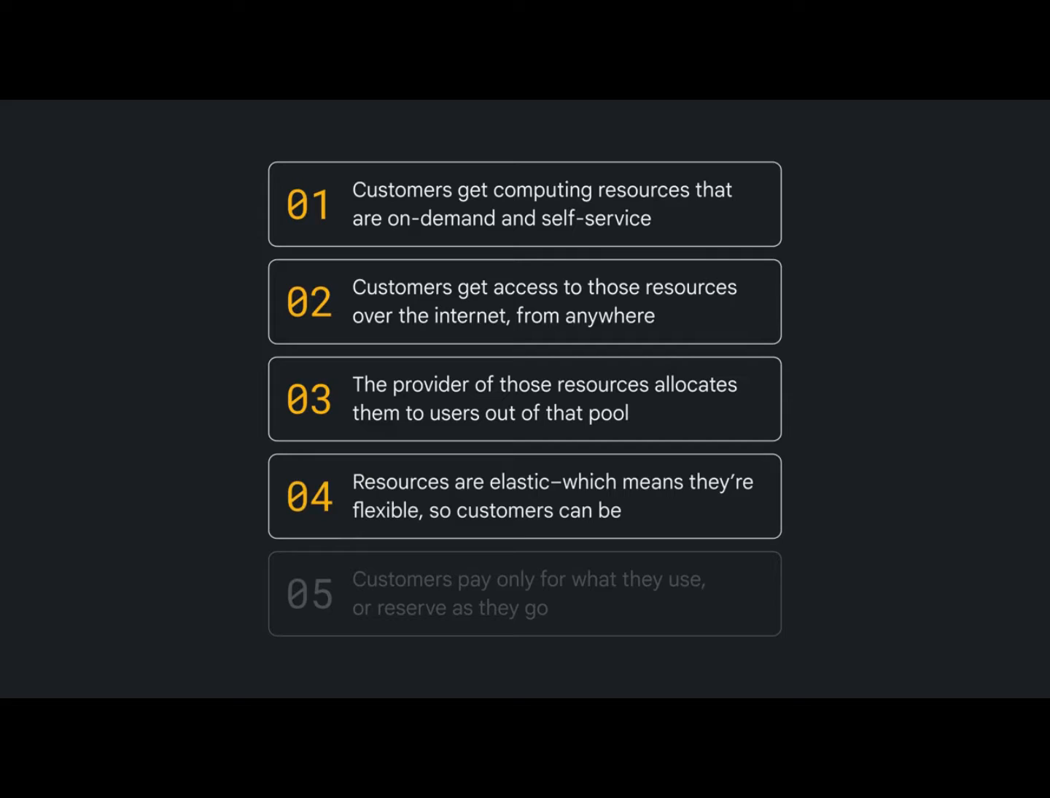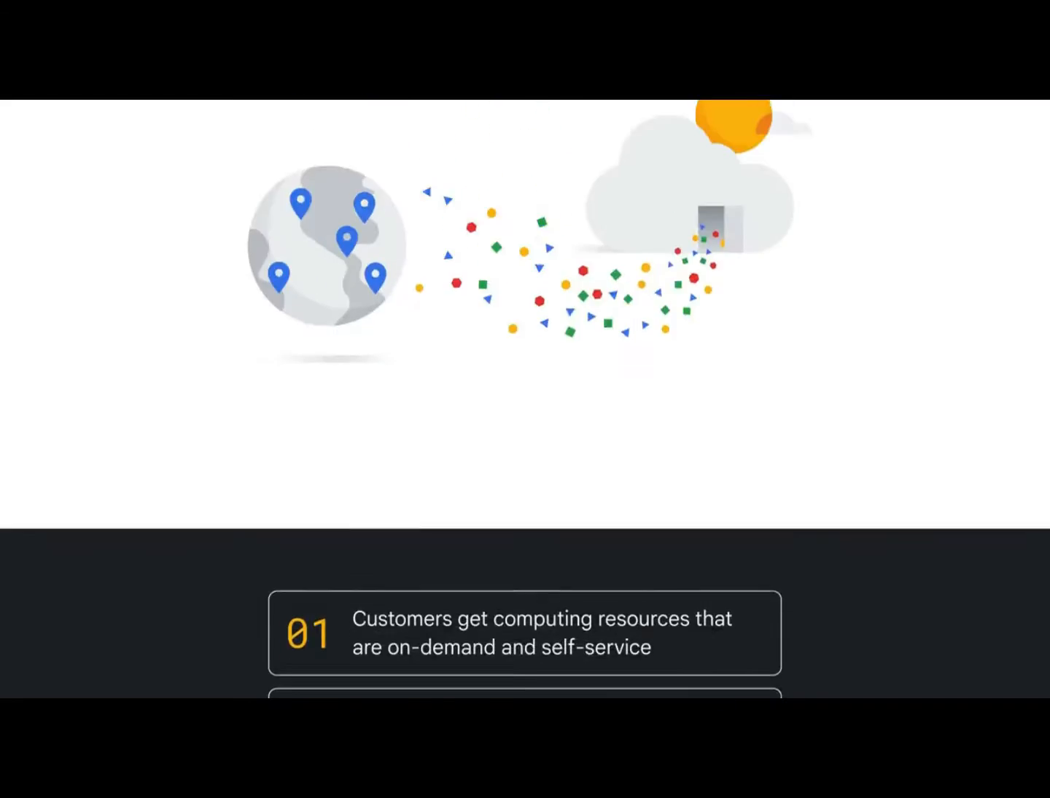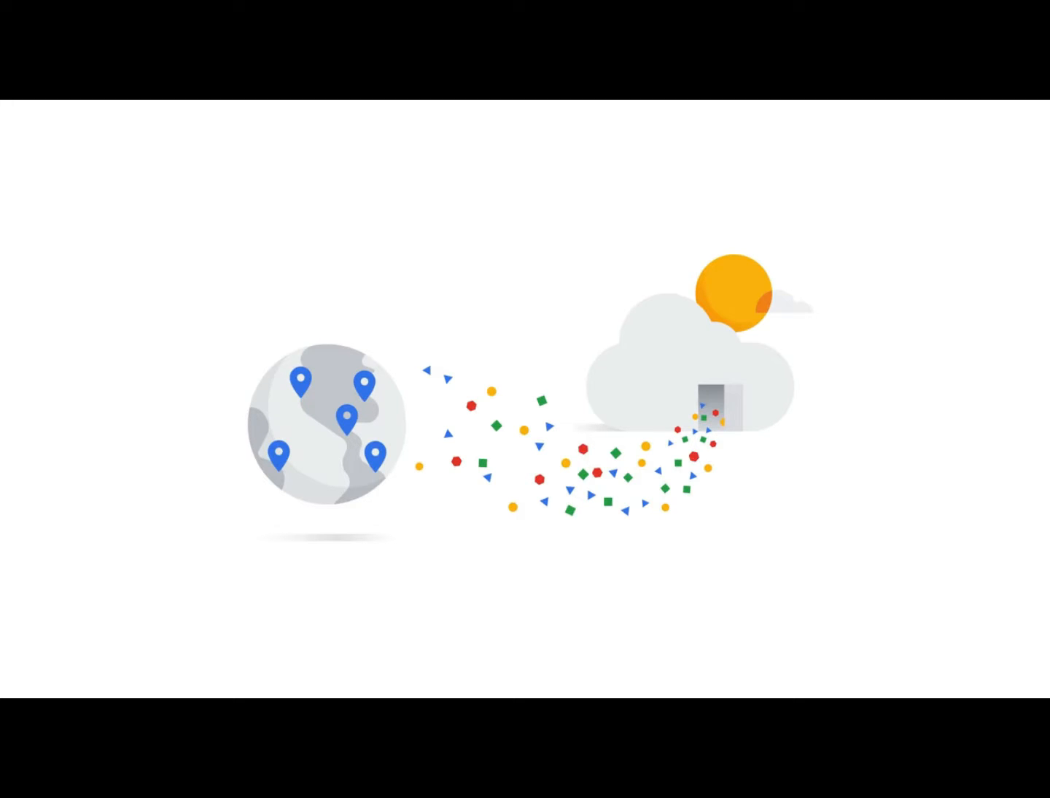Fourth, the resources are elastic, which means they're flexible, so customers can be. If customers need more resources, they can get more and quickly. If they need less, they can scale back. And finally, customers pay only for what they use or reserve as they go. If they stop using resources, they stop paying. And that's it. That's the definition of cloud.